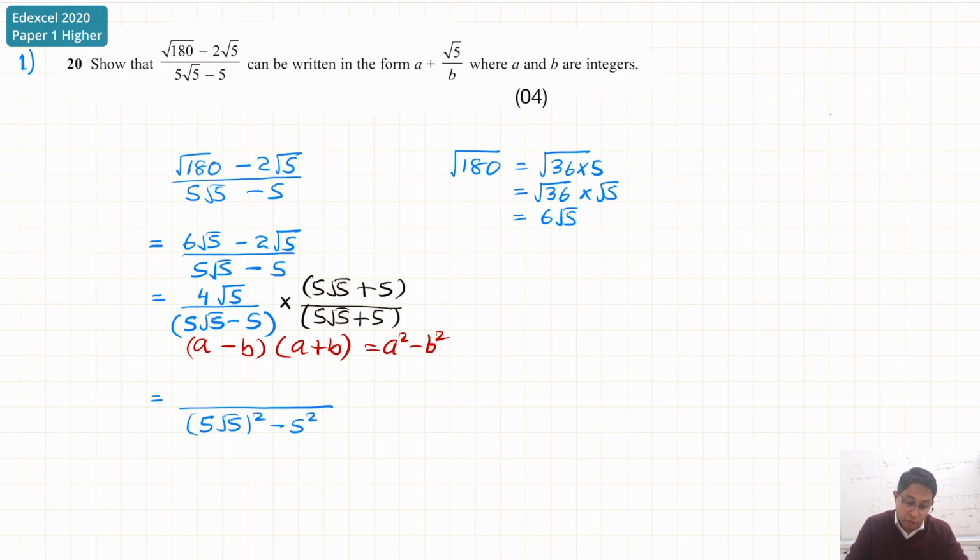You can simplify the numerator, multiplying this by this and this by this.